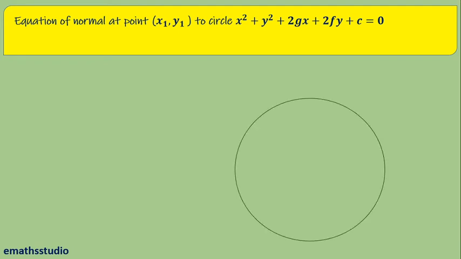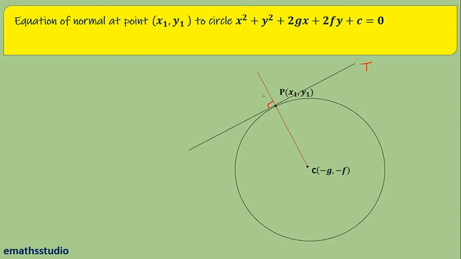Now look at the circle. The center of the circle is (-g, -f), and (x1, y1), which I am considering as P, is one point on the circle. Now first I am showing the tangent to the circle. What is the normal? The normal is perpendicular to the tangent at the point of contact.